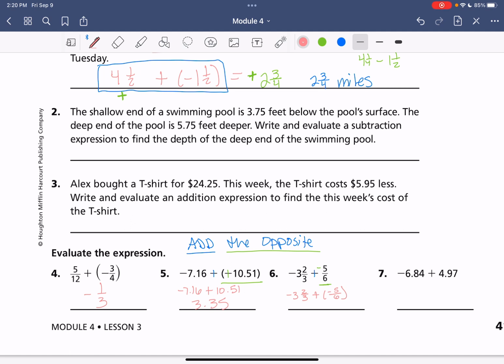All right, for number 4, we have negative 1/3. For 5, we have 3 35/100ths. For 6, we have negative 4.5. Okay, you're combining these, your negative. You have a negative plus more negatives, so you're going to have a really big negative. And then for 7, we have negative 1.87. Your negative here has a greater absolute value than 4.97. So your answer will be negative.